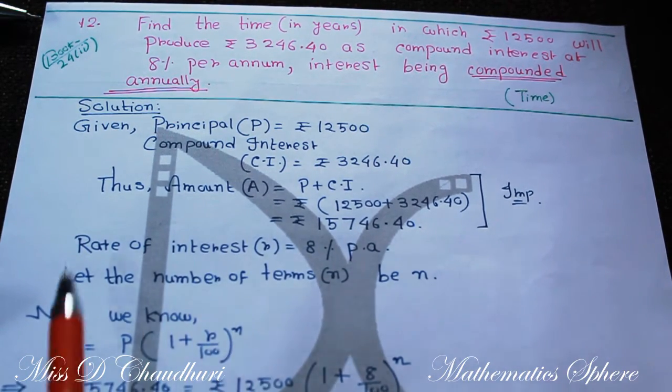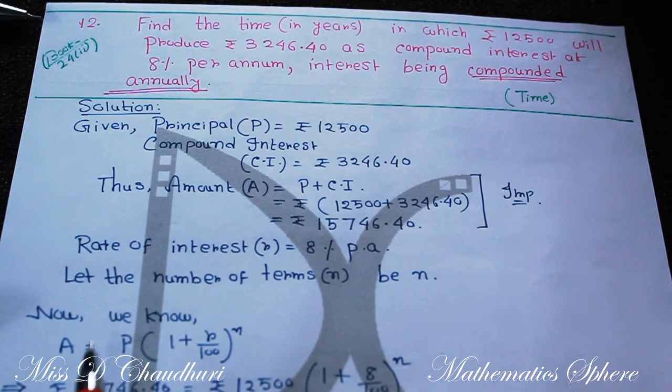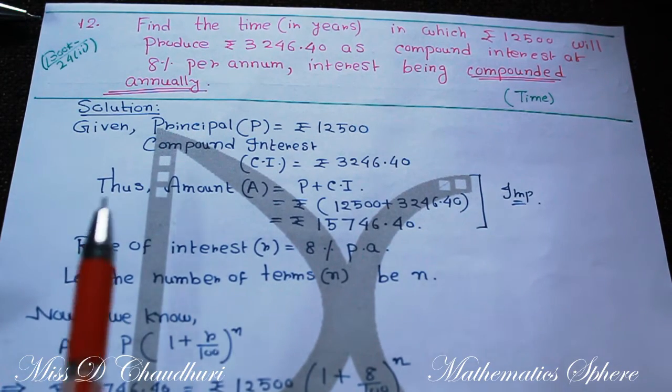Okay, so both ways are the same, just be careful. If CI is given, you add CI to the principal to get the amount, because we do not have anything like CI in the formula. And if the amount is directly given, then you put everything in the formula, it will be okay.